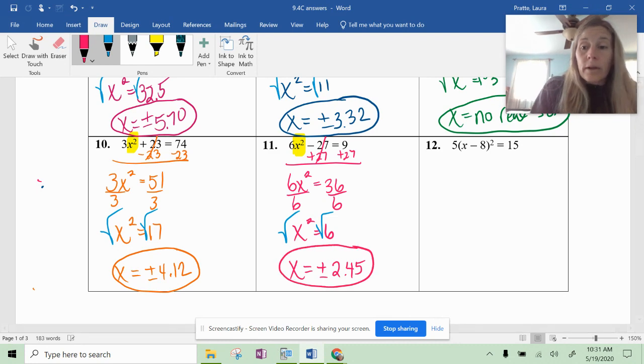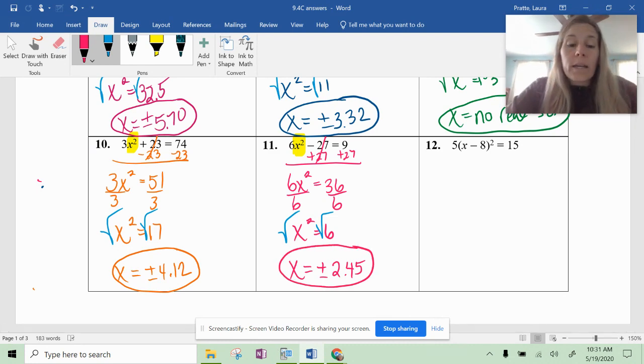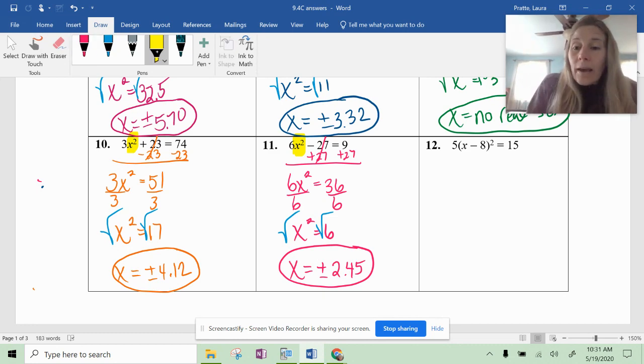So that's my answer there. Okay, so now take a look at number 12, and we're going to do some problems that are a little bit different, where there's parentheses involved or different tricky things like that. So in this case, we still only have one variable, right? So we can still use this method, but we have to get that x by itself.